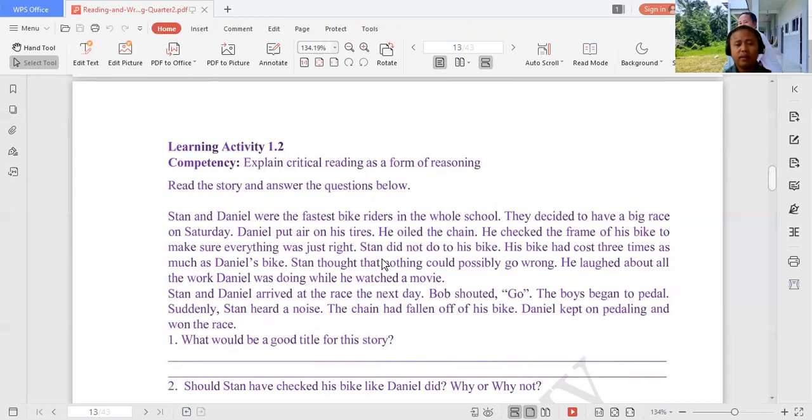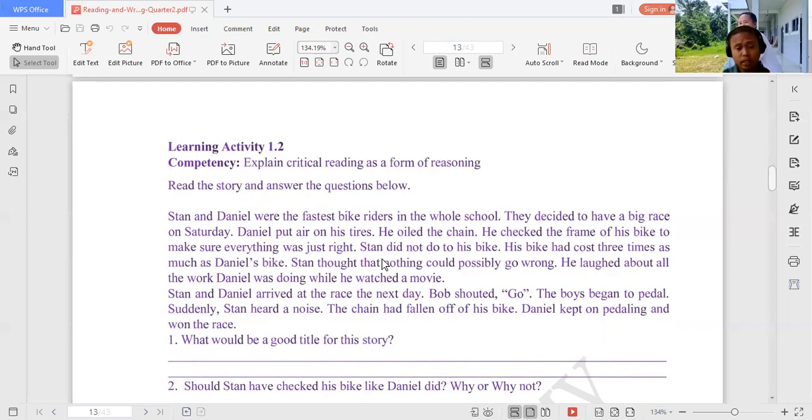Stan and Daniel arrived at the race the next day. Bob shouted, "Go!" So the boys began to pedal. Suddenly, Stan heard a noise. The chain had fallen off his bike. Daniel kept on pedaling and won the race.